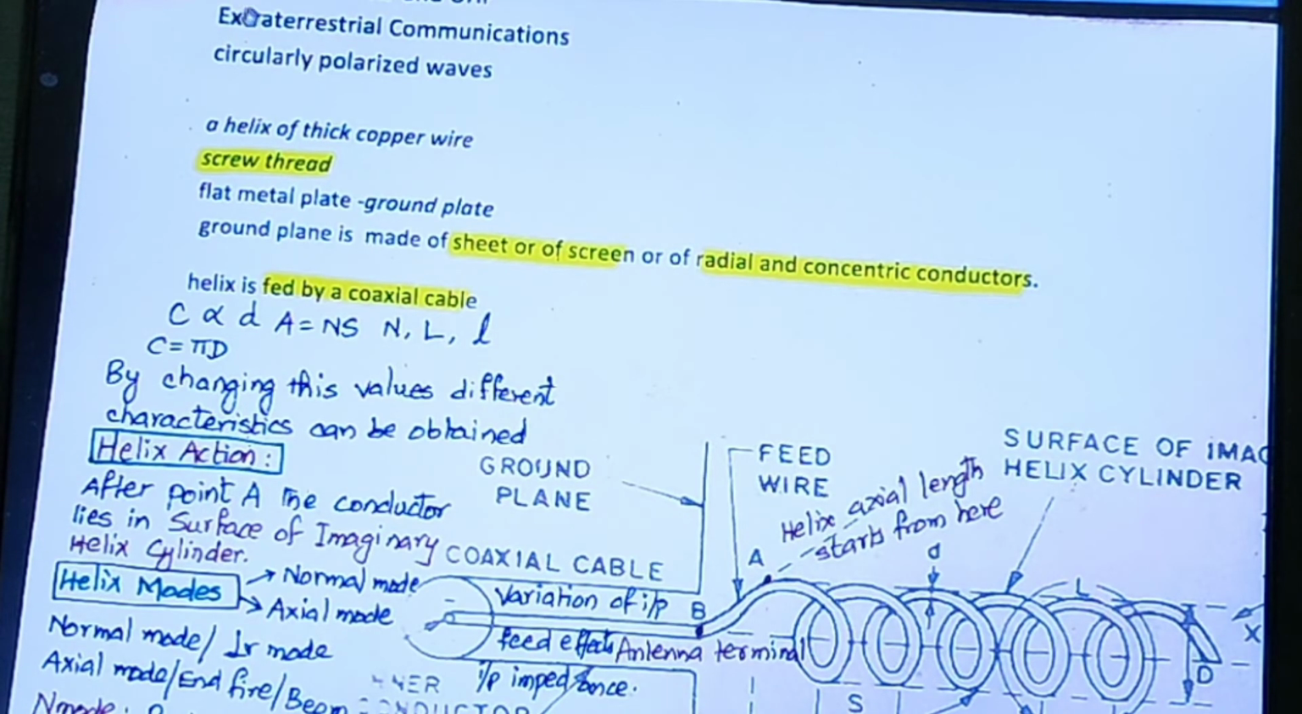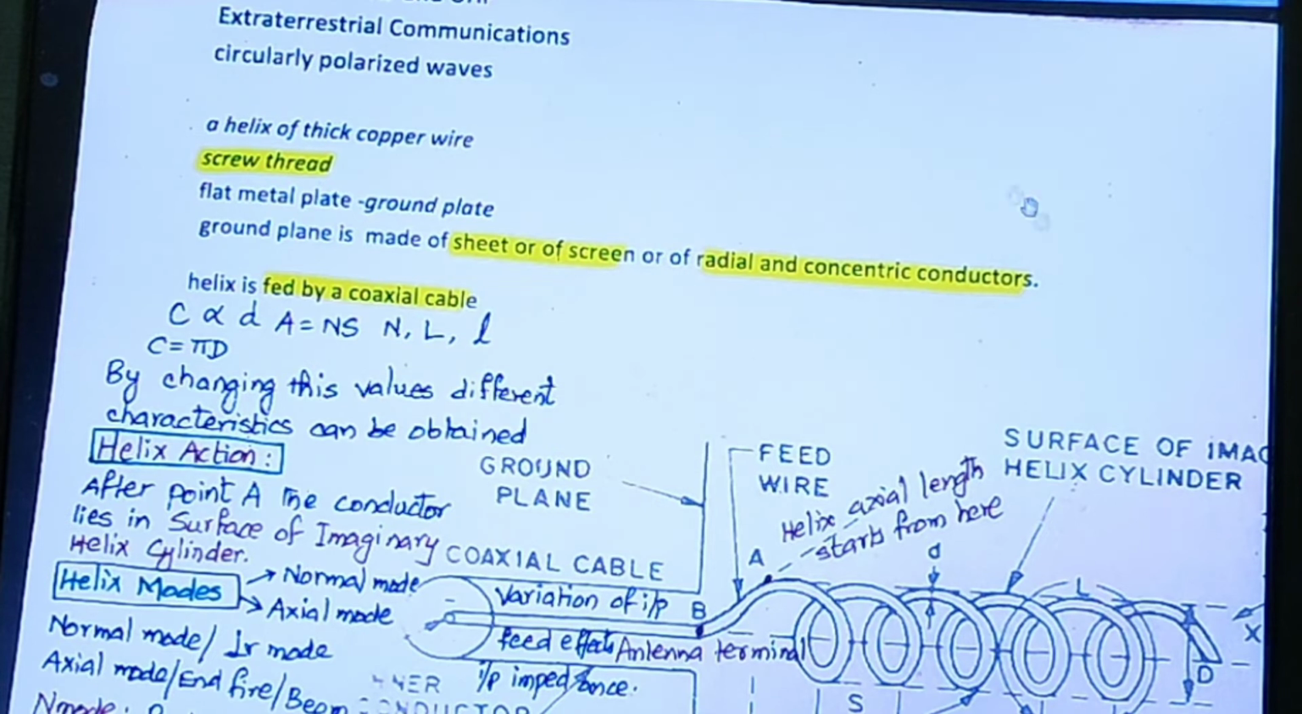Basically, the helical antenna falls under the category of broadband VHF and UHF frequency ranges, very high frequency and ultra high frequency. The main purpose of this helical antenna is to implement communication, especially extraterrestrial communications. That means to transmit and receive signals into outer space. We use this helical antenna for those applications. The helical antenna is basically involved with circularly polarized waves, which are used in this particular communication purpose.